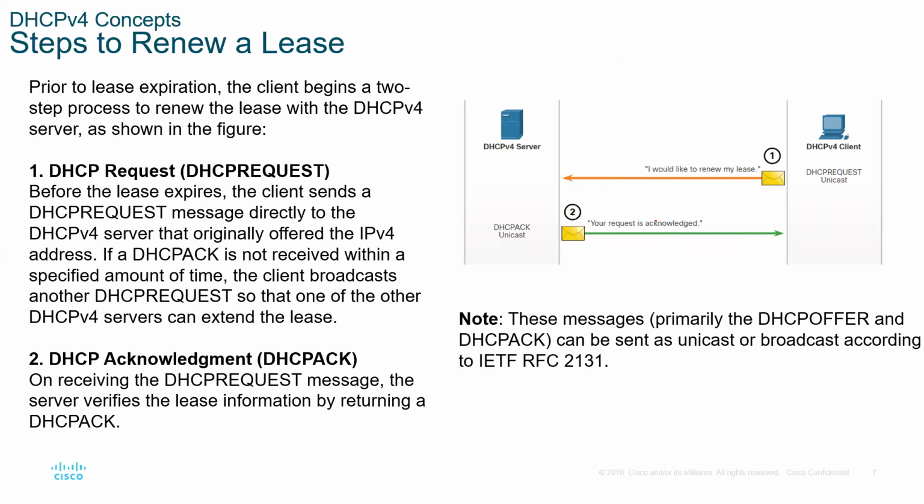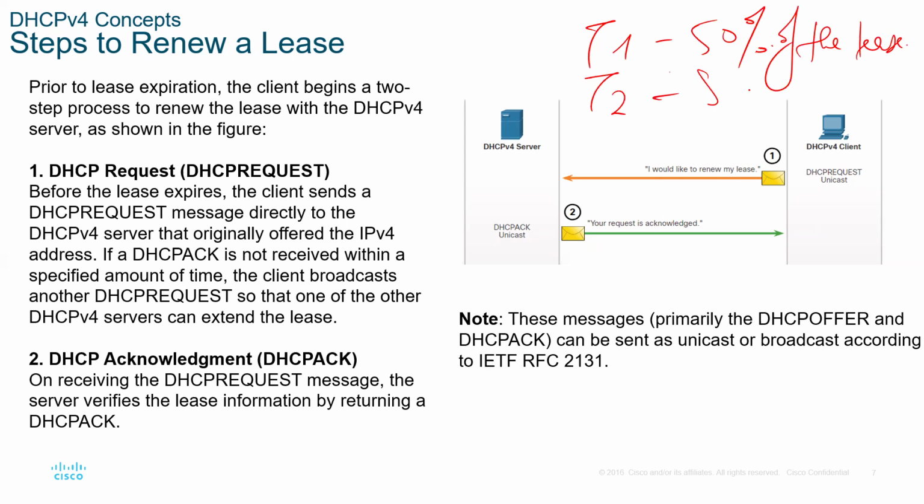Right, let me use my pen. So we have two timers that are very useful, timer T1 and timer T2. T1 is when we are at 50% of the original lease. So let's say the lease was for 24 hours. At exactly 12 hours, that's where we have timer 1, which is T1. Then timer T2 is at 87.5%.